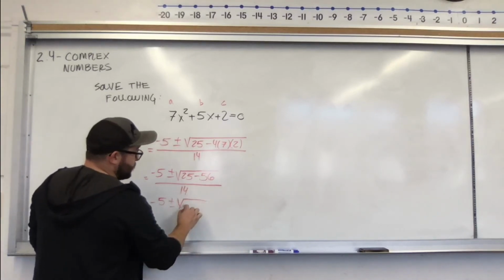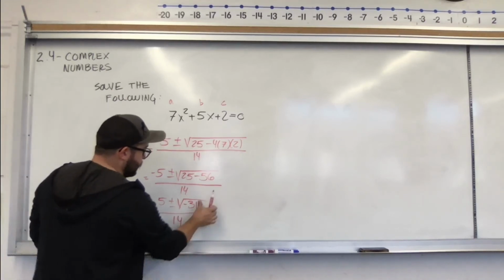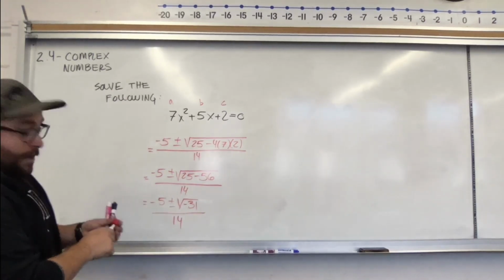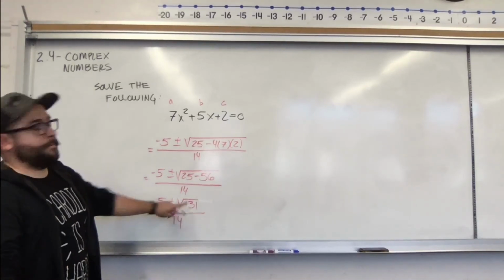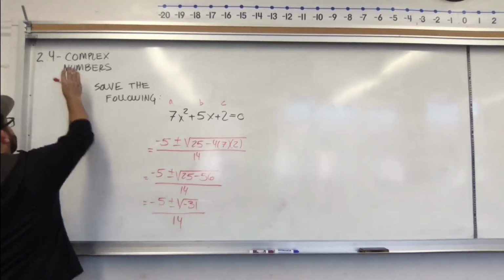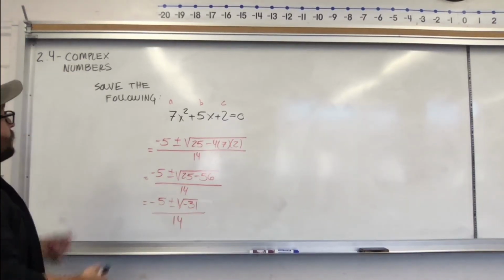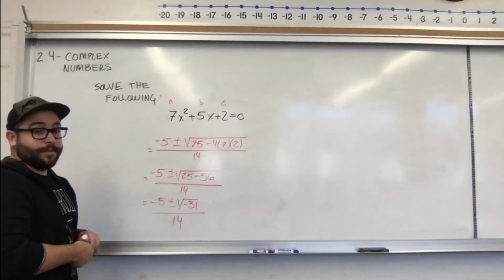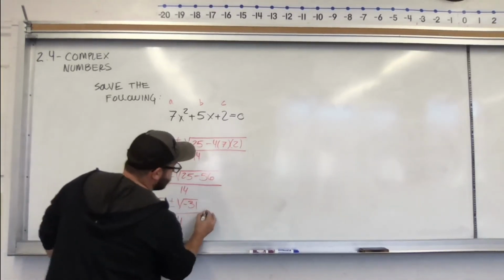25 minus 56, we get negative 31. This whole thing over 14. And right, we freak out. We normally go, no, we can't do that, right? Can't be negative. However, we're now welcoming in the idea of complex numbers. So we're allowed to have imaginary values. So let's work at having imaginary values with this.